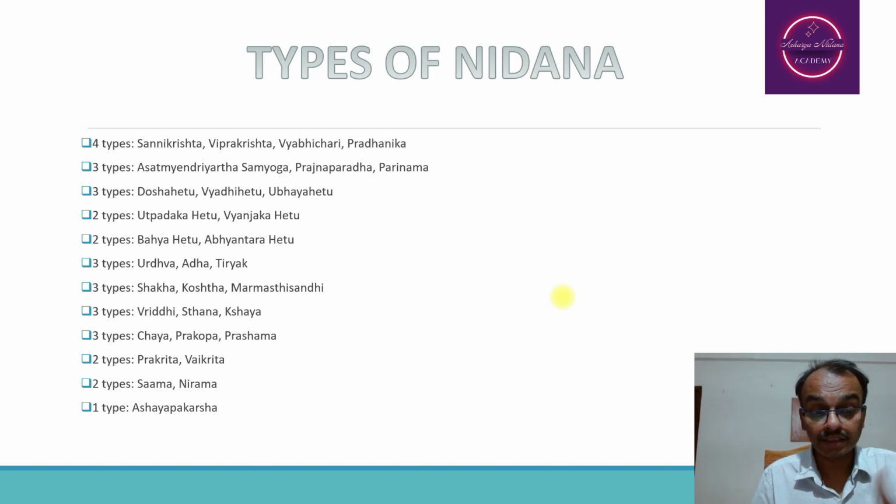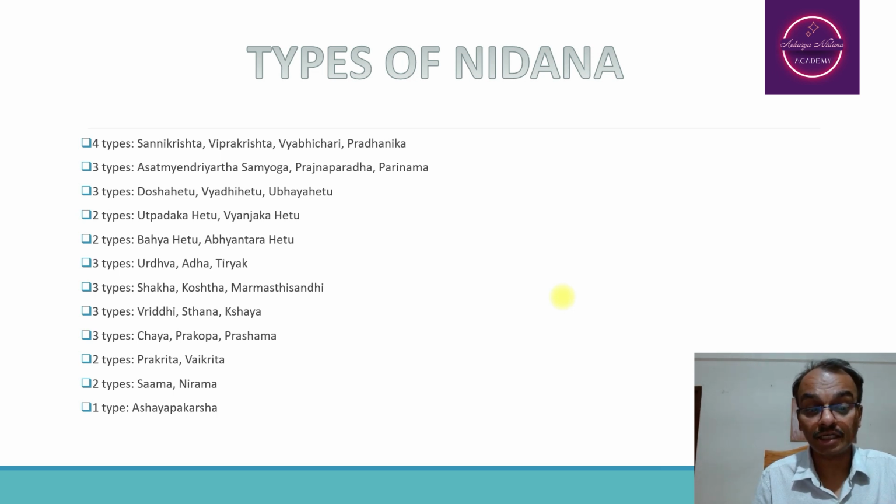Regarding the further subclassification of the Abhyantara Hetu, there are three types: urdhva, adha, tiryak. Three types of Nidana: Shakha, Koshtha, Marmasthi Sandhi. Three types of Nidana: Vriddhi, Sthana, Kshaya.